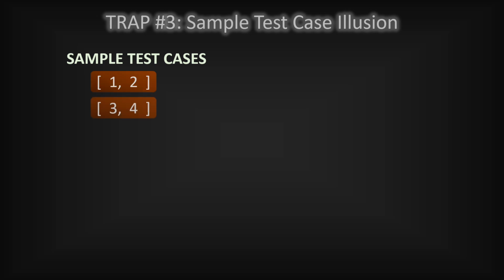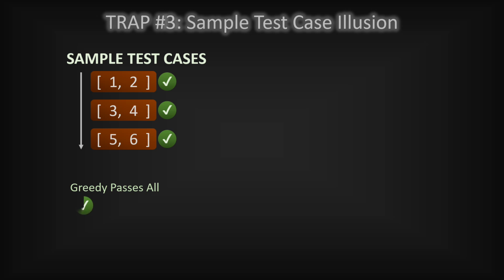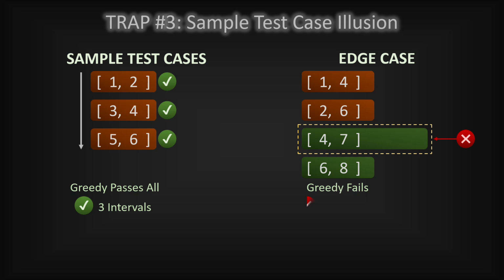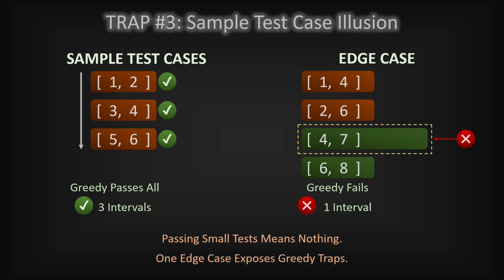Trap number 3 is the most dangerous one. Passing sample test cases. Greedy solutions often pass small inputs. They fail only on carefully crafted edge cases. That creates a false sense of confidence. You submit and suddenly, wrong answer. This is why greedy must always be mathematically justified, not emotionally trusted.